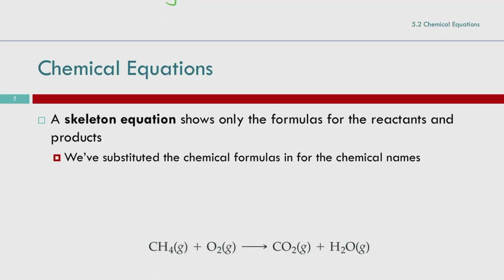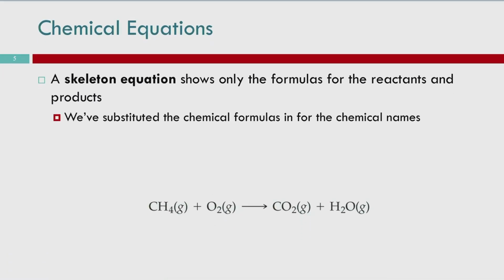We can get a skeleton equation or a skeletal equation. What's a skeleton? Bones, bare bones, nothing on top of it, right? So this is our bare bones equation. Just the basics. So our skeletal equation is our bare bones equation. A lot of the other information's been stripped away. It shows only the formulas. Got the formulas for the reactants and the products. In this case, we've substituted in chemical formulas for the chemical names.